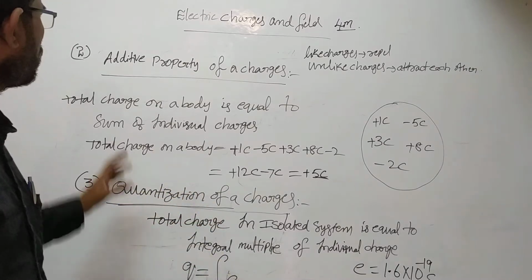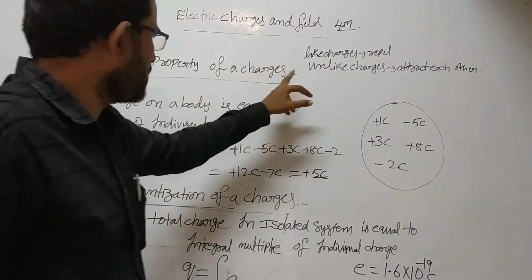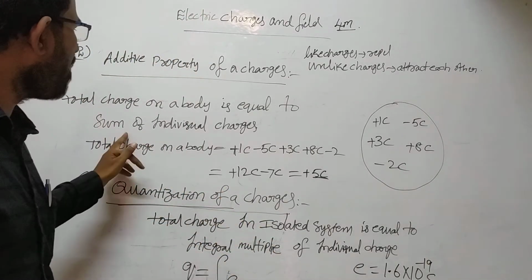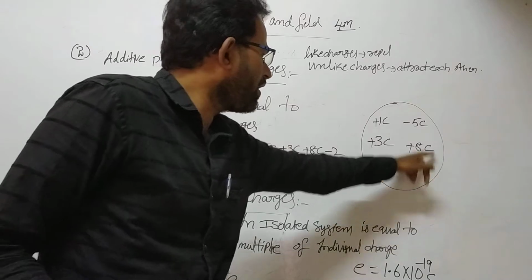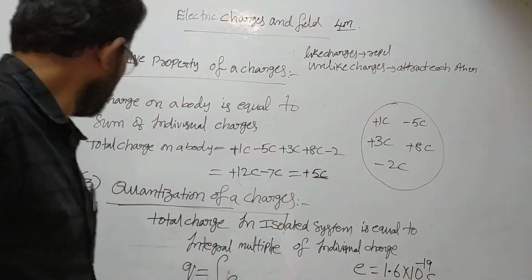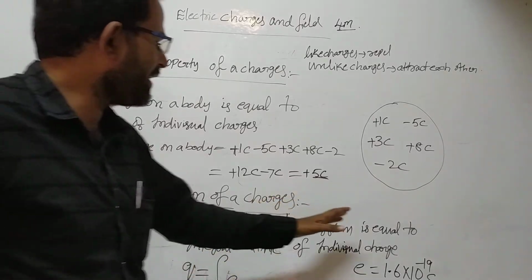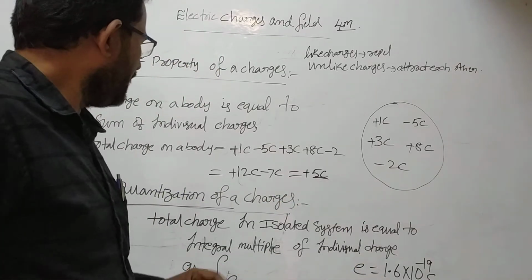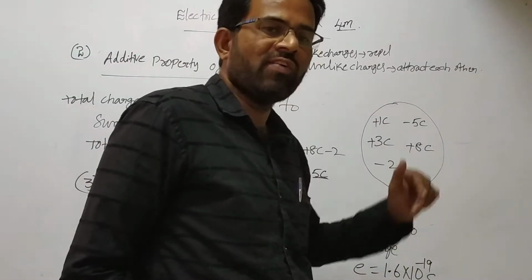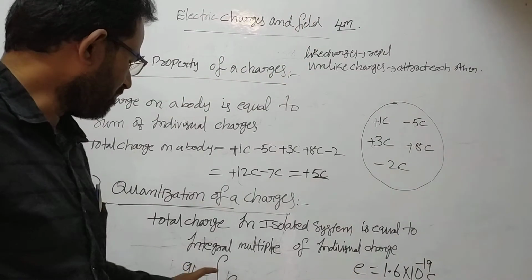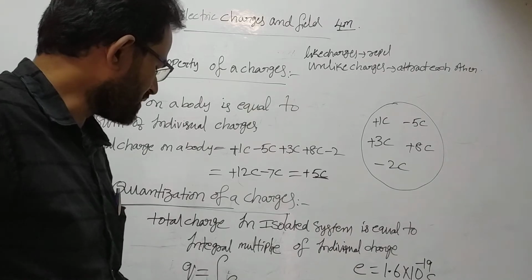There are two properties. Additive property of charges means the total charge on a body is equal to the sum of individual charges. This is called the additive property of charges. Quantization of charge means the total charge in an isolated system is equal to an integral multiple of individual charges, q equal to plus or minus ne.